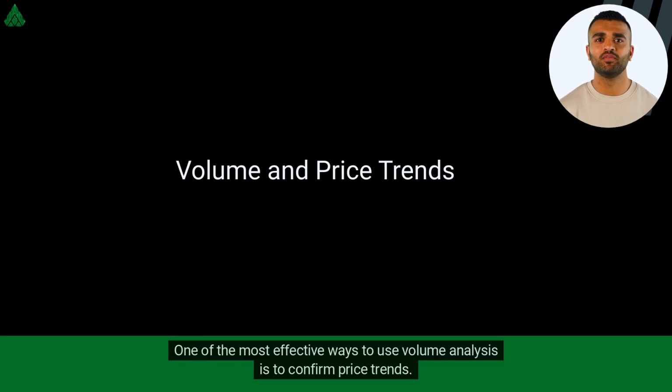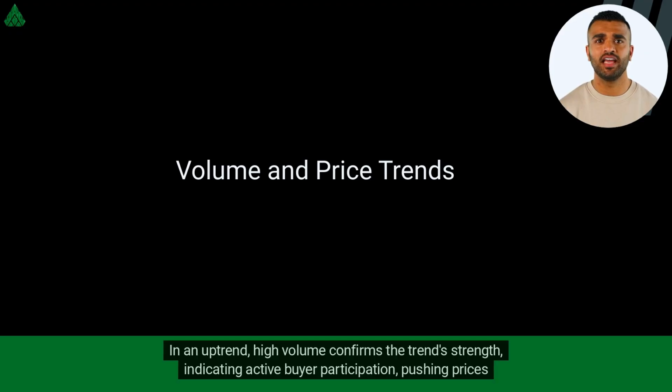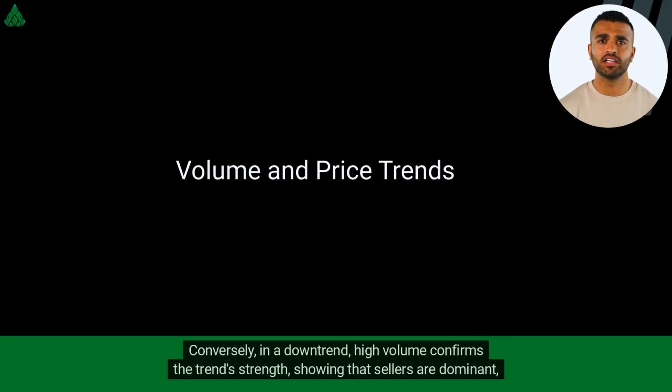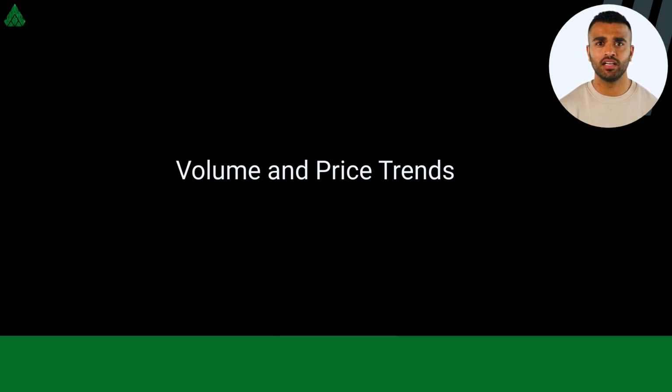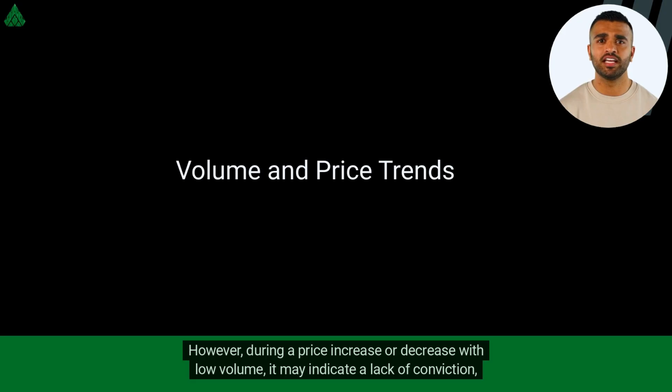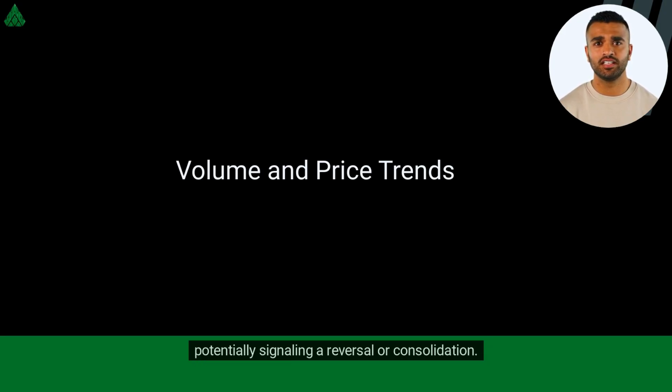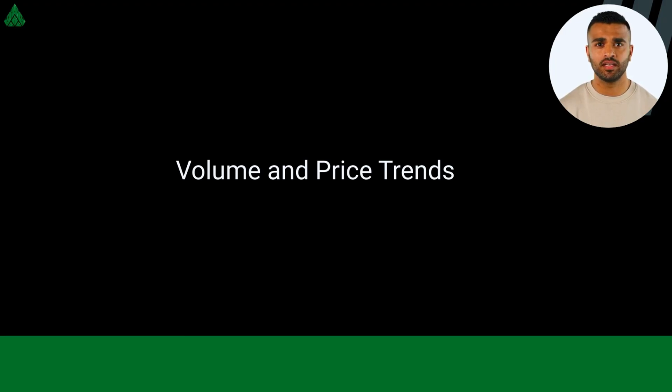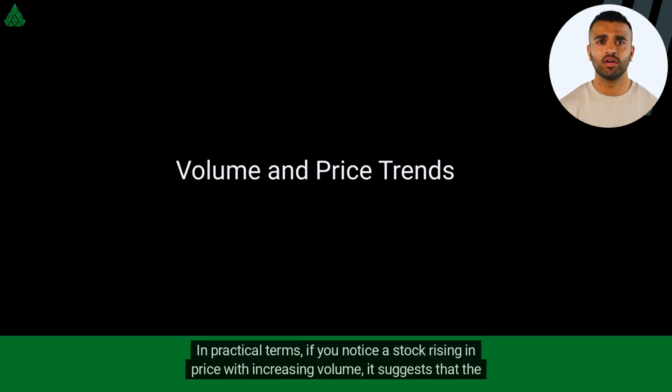One of the most effective ways to use volume analysis is to confirm price trends. In an uptrend, high volume confirms the trend's strength, indicating active buyer participation pushing prices higher. Conversely, in a downtrend, high volume confirms the trend's strength, showing that sellers are dominant, driving prices lower. However, a price increase or decrease with low volume may indicate a lack of conviction, potentially signaling a reversal or consolidation.